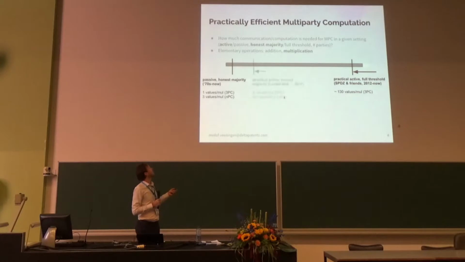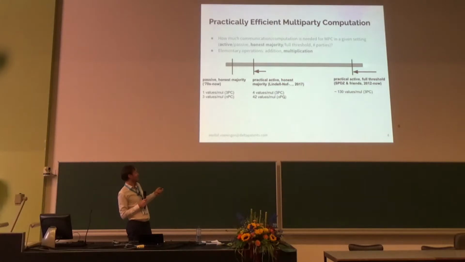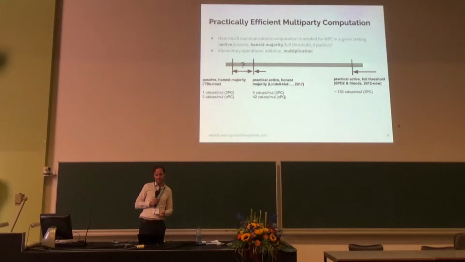And then the active honest majority setting is in between. There the current state of the art is a protocol from last year by Lindell and Nof, which does one multiplication with each party sending 4 values. In the n-party setting, with an arbitrary number of parties, you can do it with every party sending 42 values. The question that we want to focus on is, how big is this gap? Between the 1 and the 4, what's actually the best that you can do?